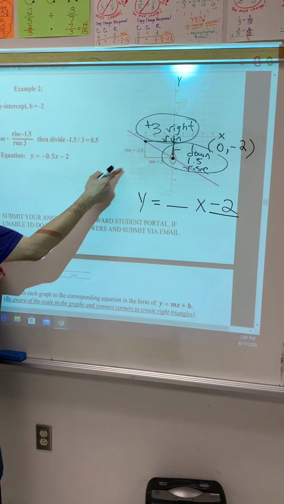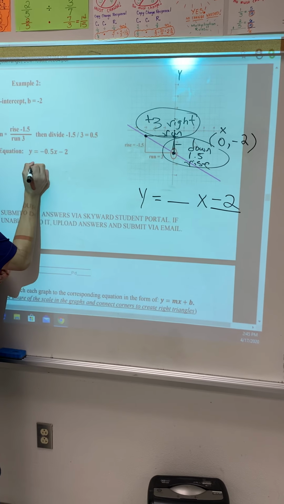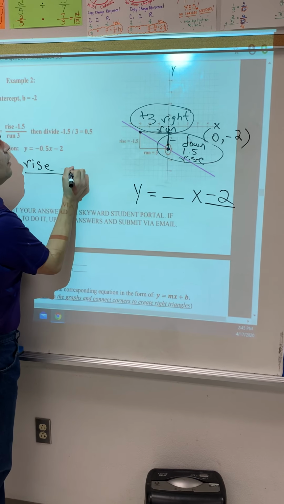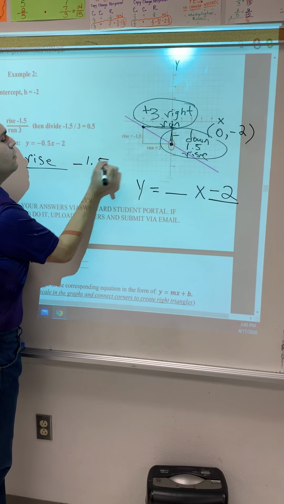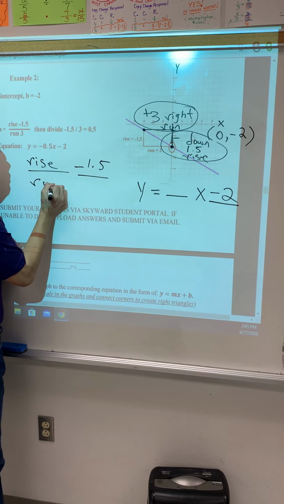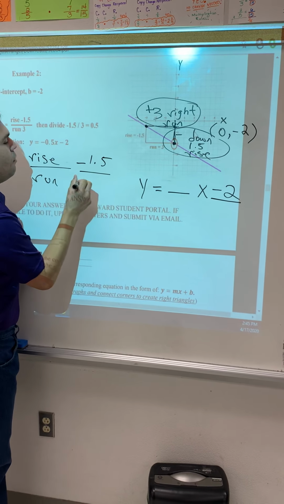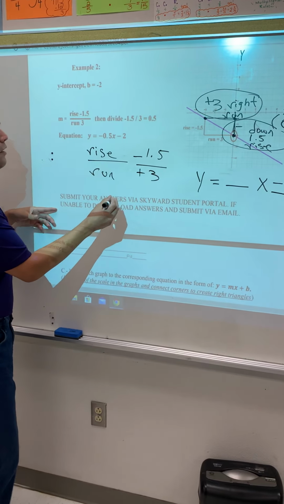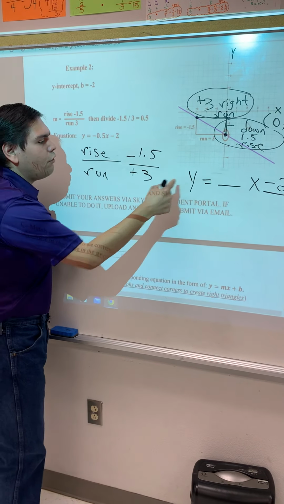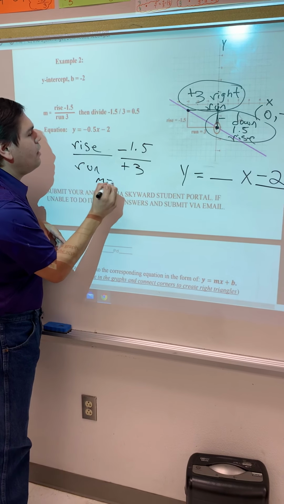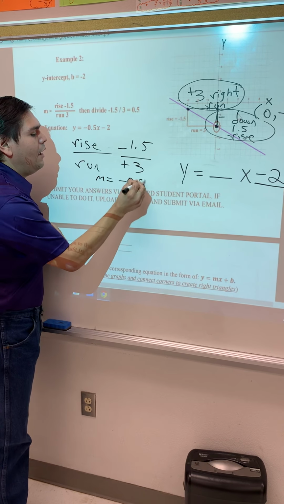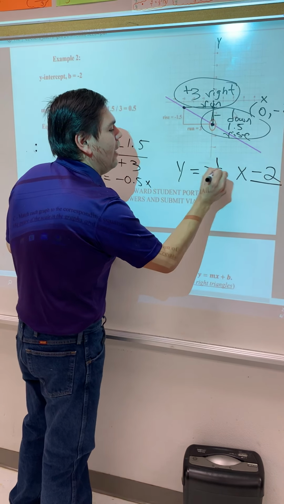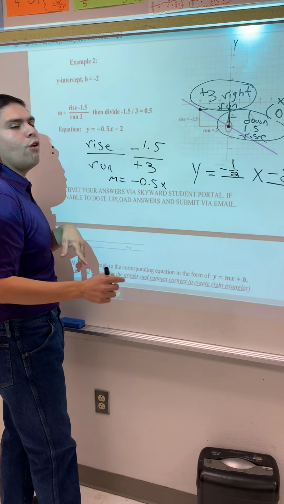So, if I look at what I did right here for this example, my rise is a negative 1.5 over my run, which is a positive 3. And when you simplify that, your slope is negative 0.5. So your slope is a negative 0.5. Or you can keep it in the decimal form.